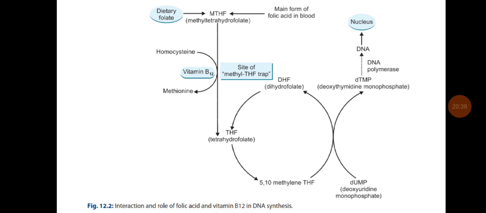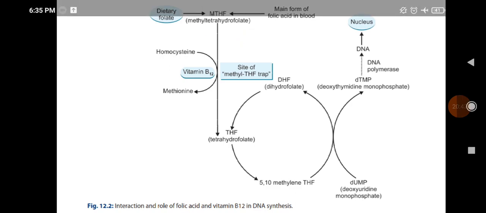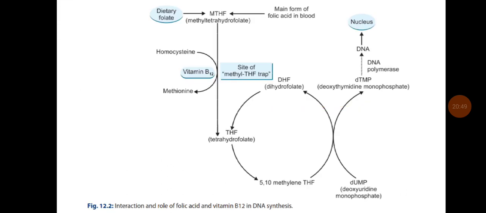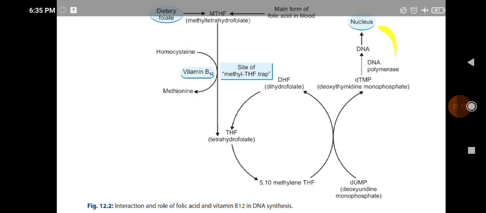Here in the figure you can see that methyl tetrahydrofolate is the dietary folic acid, which gets converted into tetrahydrofolate in the presence of vitamin B12. This tetrahydrofolate in the tissue gets converted into 5,10 methylene tetrahydrofolate, which is important for the DNA synthesis. The deficiency of both dietary folate and vitamin B12 can lead to reduced maturation of the RBC.